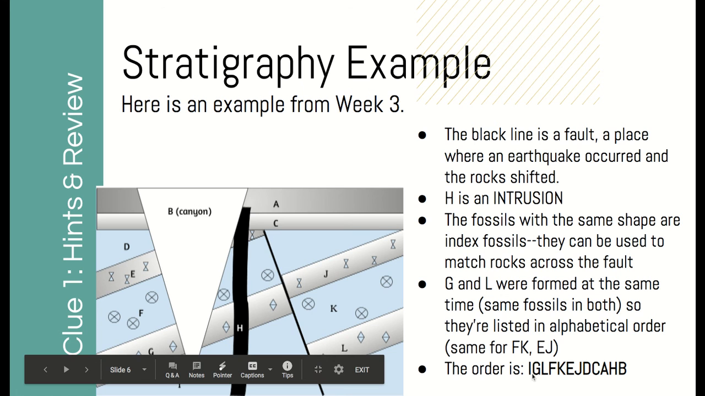So the order was I, J, L, because these two are made at the same time, so you list them in alphabetical order. F, K, E, J, D, C, A, H, this intrusion, and then B was the last one.